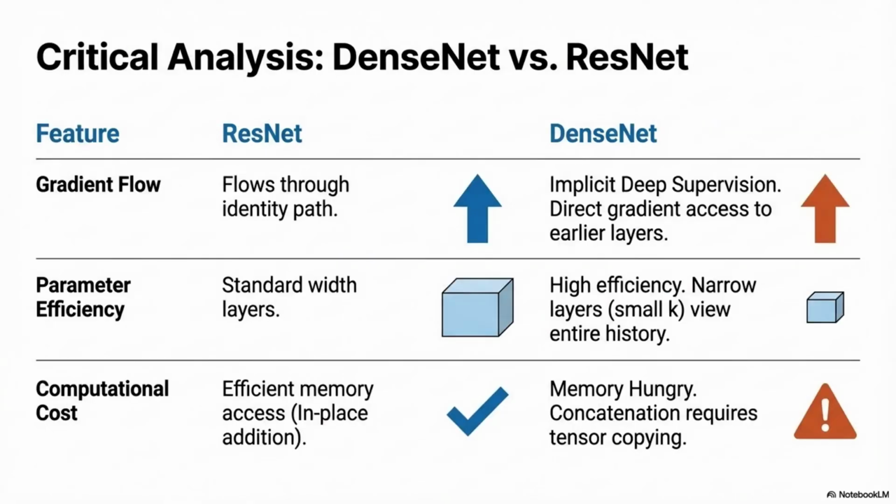So this table really highlights the key trade-off. DenseNet offers these incredible advantages. Fantastic gradient flow, because every layer is basically connected right to the loss function, and just shocking parameter efficiency. But there's a catch, and it's a big one, the computational cost. All that concatenation requires copying tensors around in memory, which makes DenseNets way more memory hungry than ResNets.